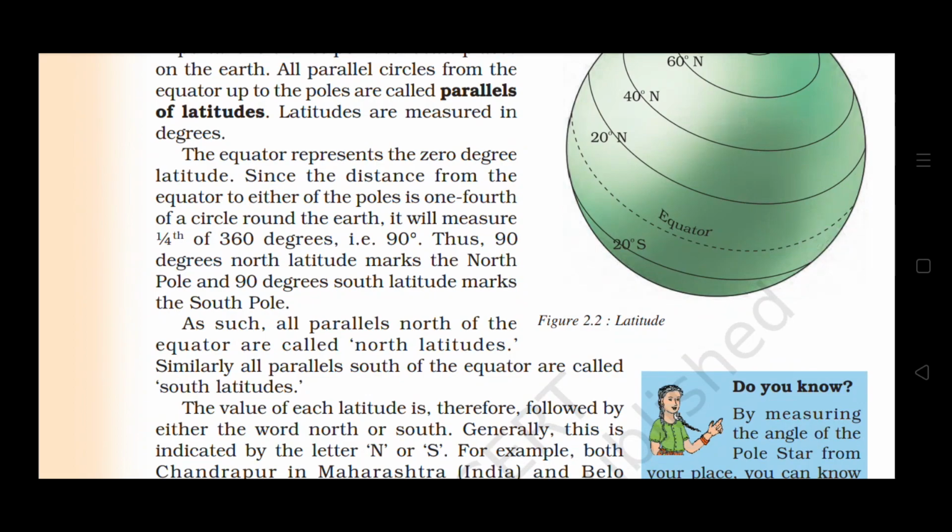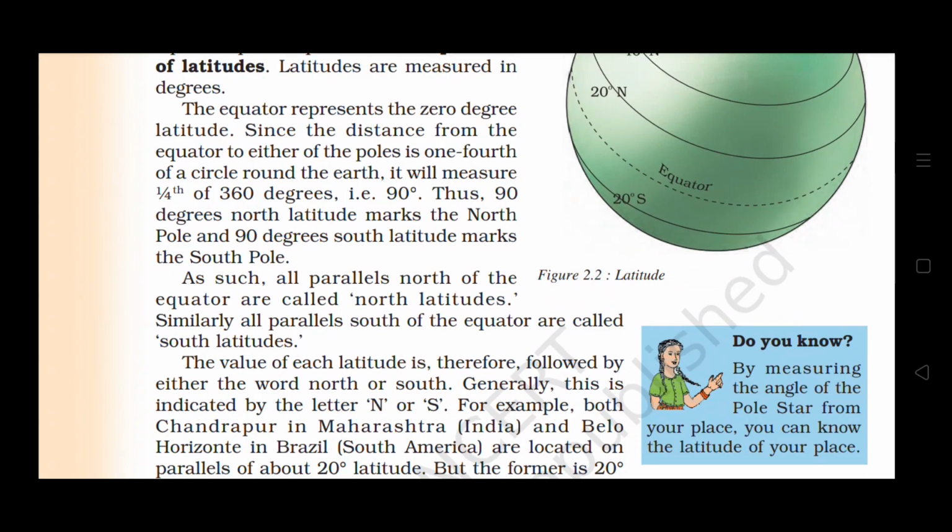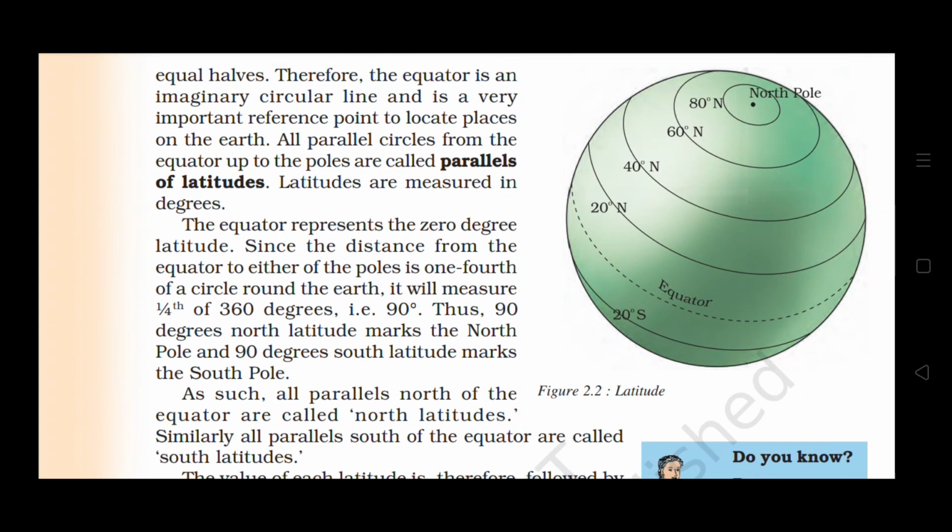The equator represents the 0 degree latitude, as I've already told you. Since the distance from the equator to either of the poles is 1/4 of the circle around the earth, it will measure 1/4 of the 360 degrees, that is 90 degrees. So here they are saying that the distance from the equator to the pole is just 1/4. If you divide earth into 4 different parts, the distance between the equator and the pole is that much.